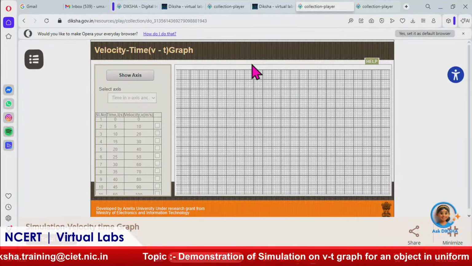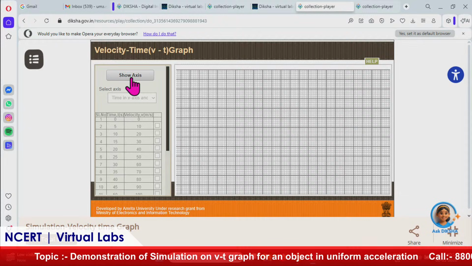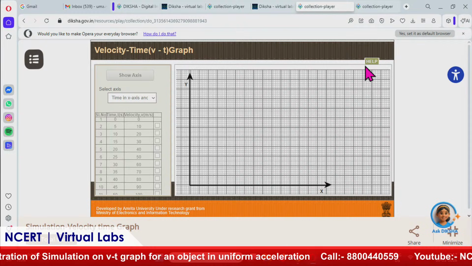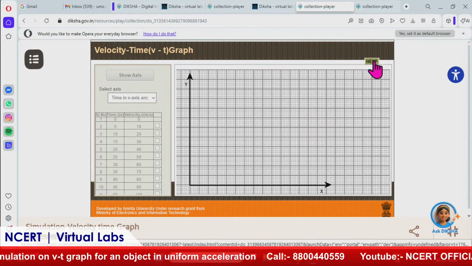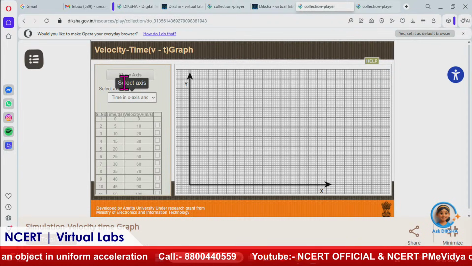I have already opened this. So this is the velocity time graph. Simulation portion is there. From that side only you will get. Now first option is show axis. Okay. And here the axes are plotted. Now there is a help tab. Suppose you have not understood what we have to do. It immediately tells you what to do next.